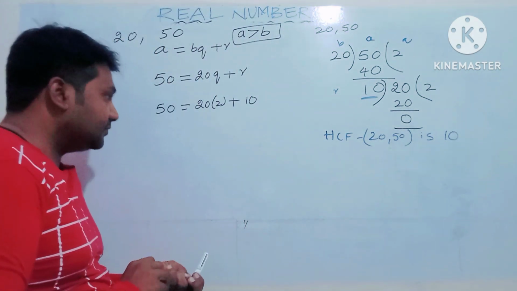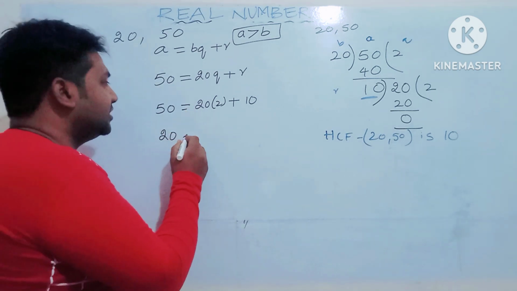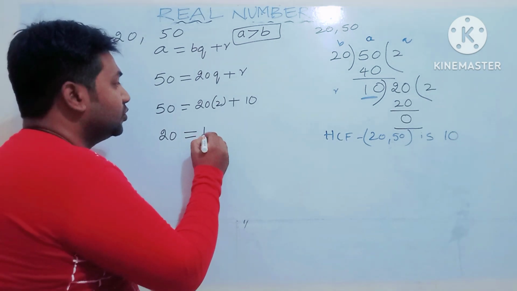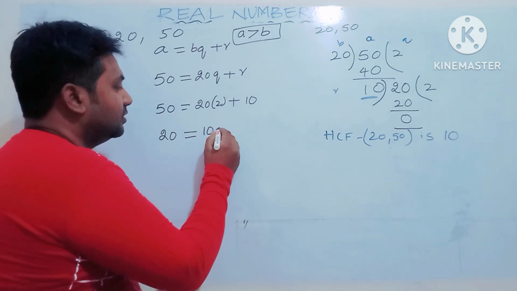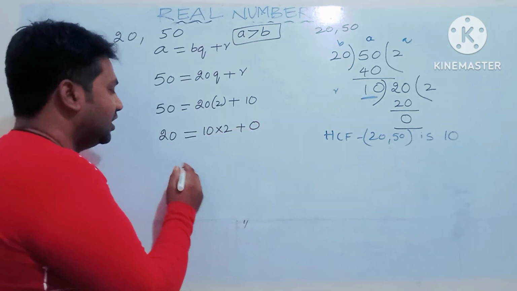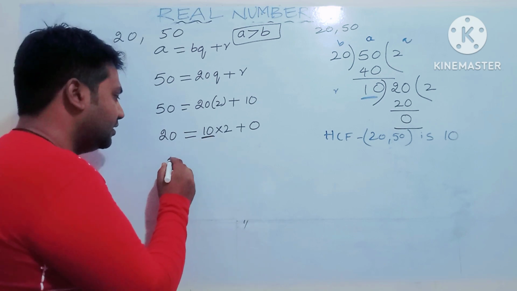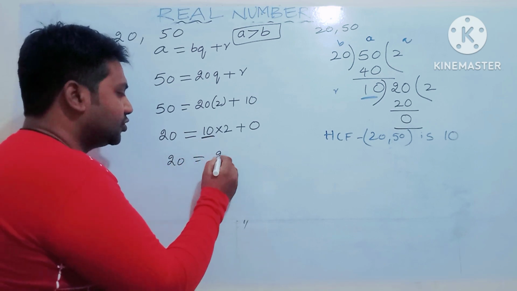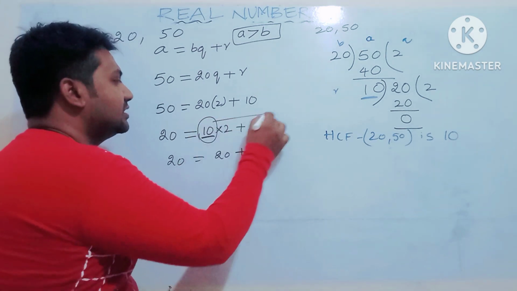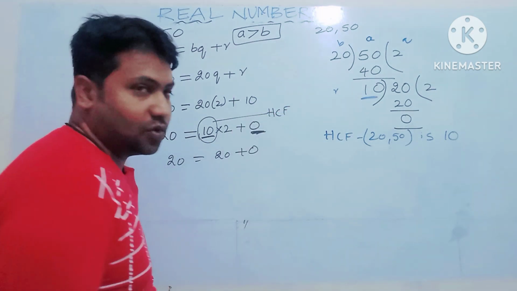So now what happens here? This 20 comes here because 20 becomes A, B becomes A, and here it becomes 20 is equal to 10 into 2 plus 0. So what is the highest common factor for us? 10. So here 20 is equal to 10 into 2 plus 0, where this 10 is the HCF, where the remainder is becoming 0.